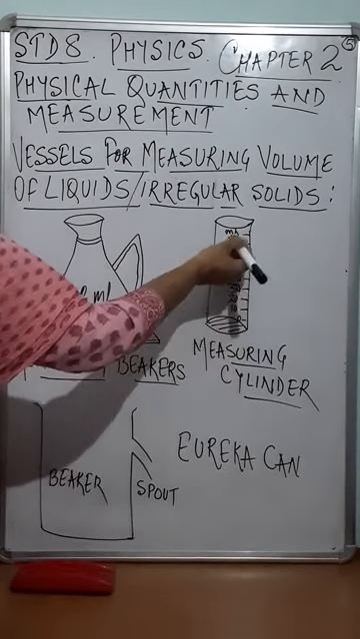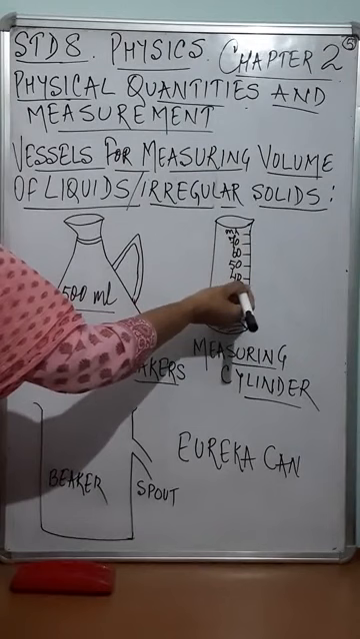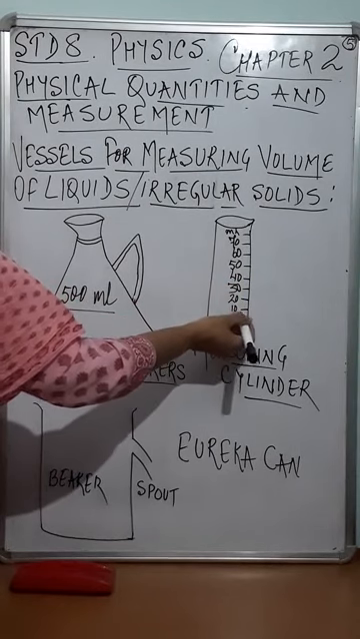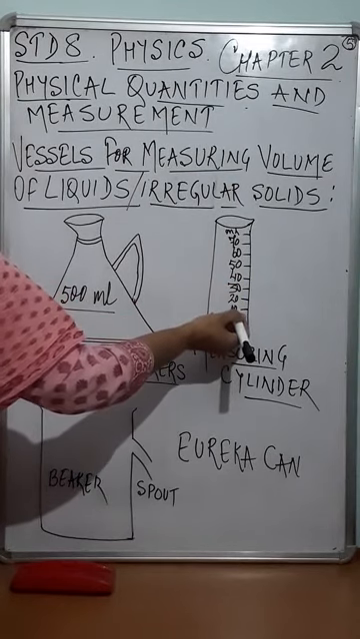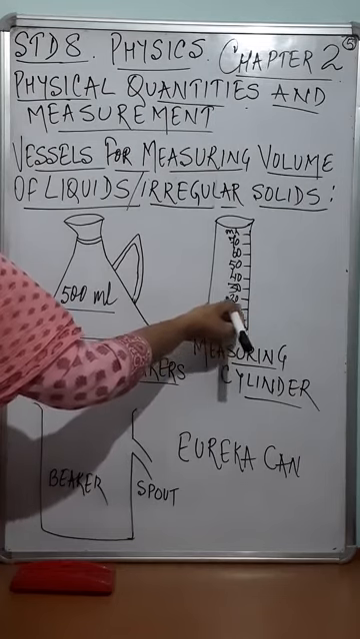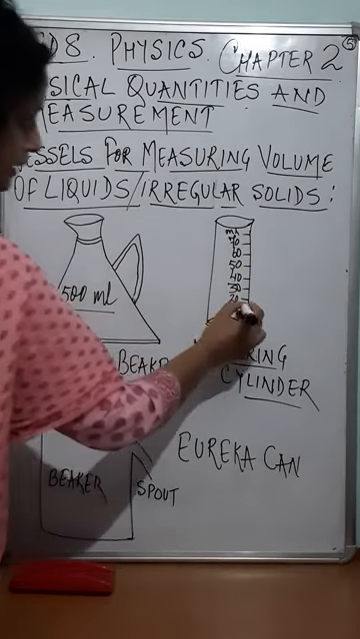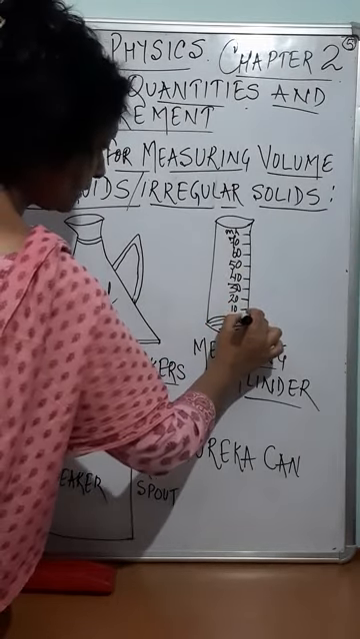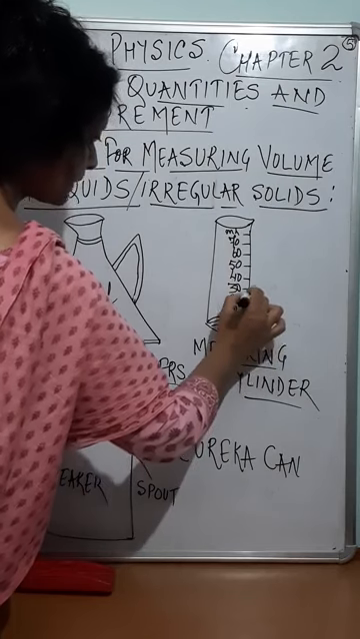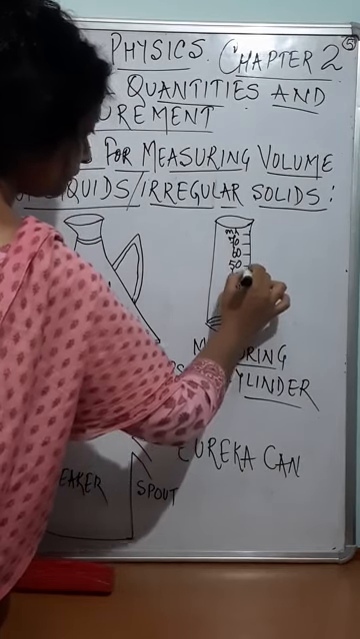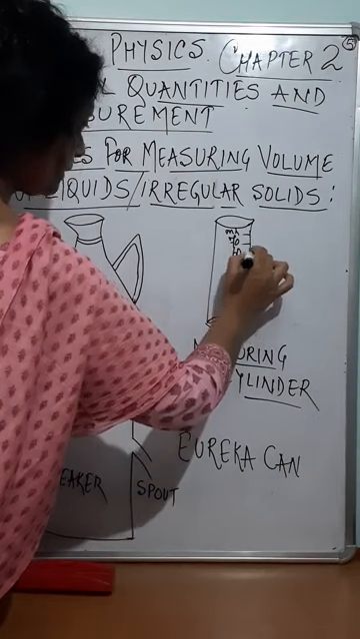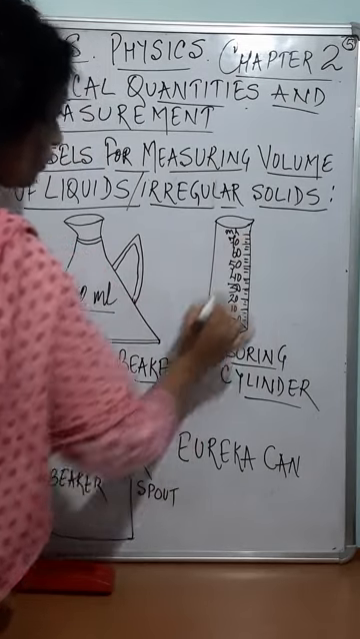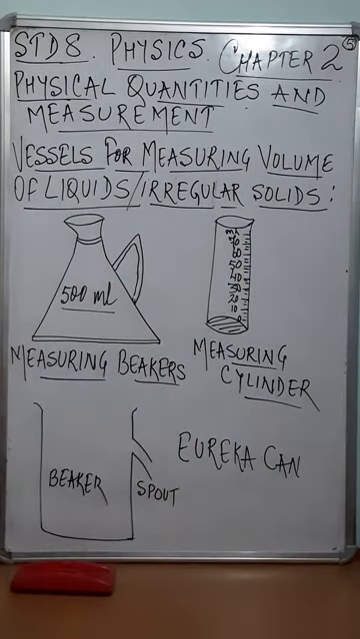Now in a measuring cylinder, you can measure the volume of liquid simply by pouring the liquid into it, and it is calibrated in milliliters. So you can see the markings in centiliters, 10, 20, 30, 40, 50, 60. In between we have the milliliter markings in it, right? The milliliter markings on it this way.